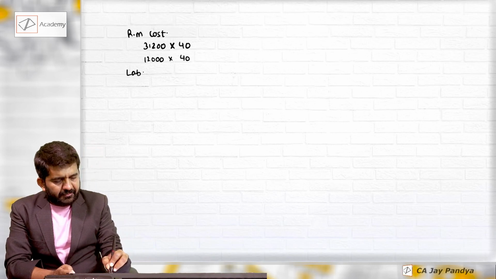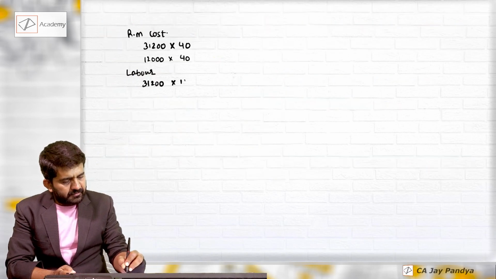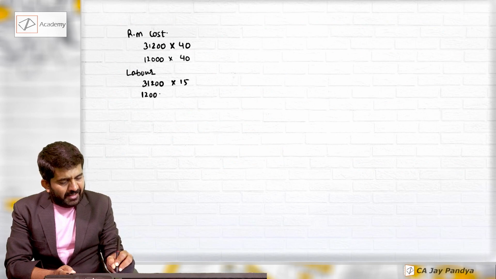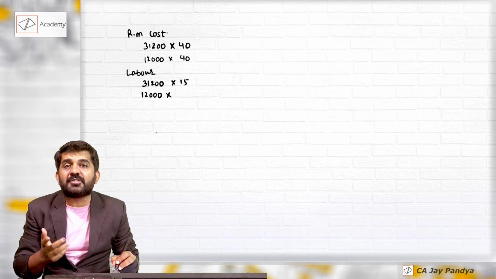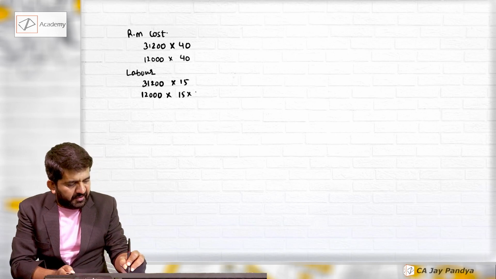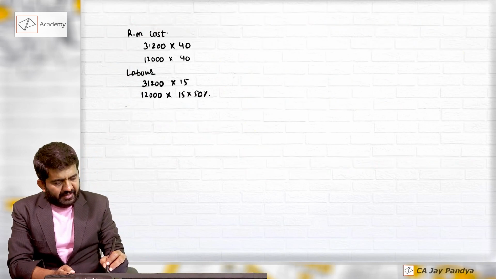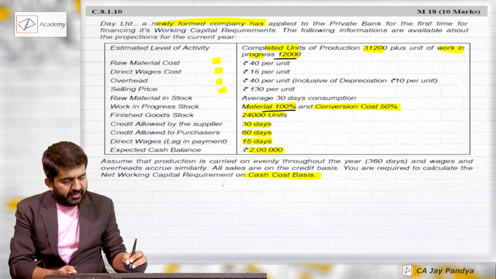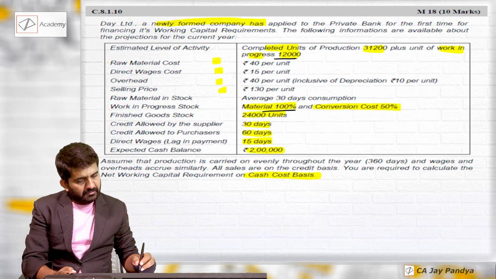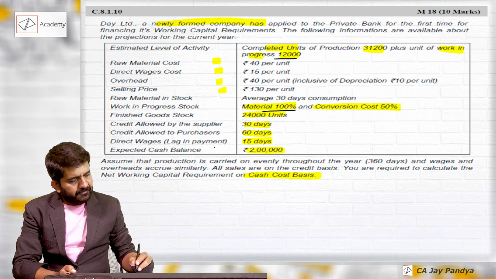Then labor: 31,200 into 15 rupees, and 12,000, but these units are only 50% complete as to labor, so into 15 into 50%. Then overhead: 31,200 into 40.